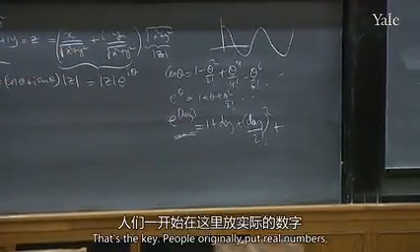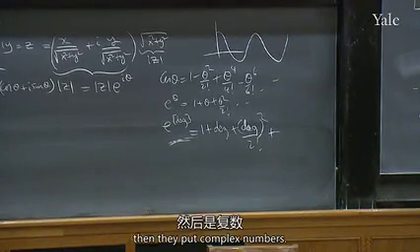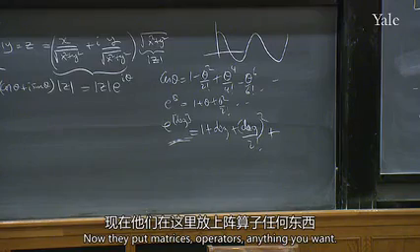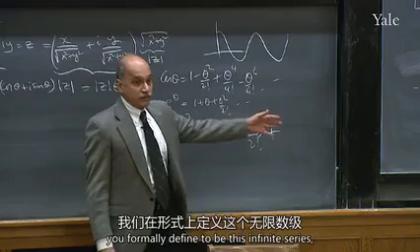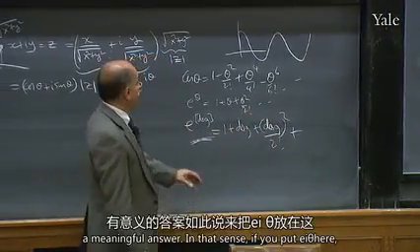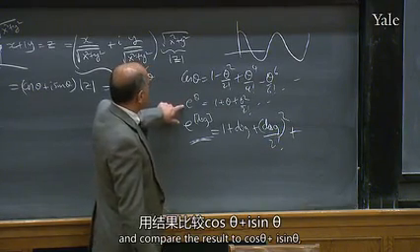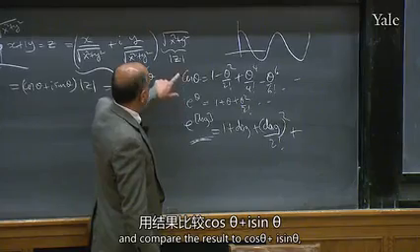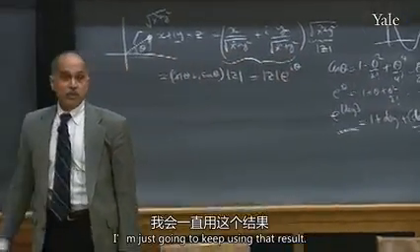That's the key. People originally put real numbers. Then they put complex numbers. Now they put matrices, operators, anything you want. E raised to anything you formally define to be this infinite series, provided the infinite series converges and gives you a meaningful answer. In that sense, if you put e to the I theta here and compare the result to cosine theta plus I sine theta, it matches. That's all. I'm just going to keep using that result.